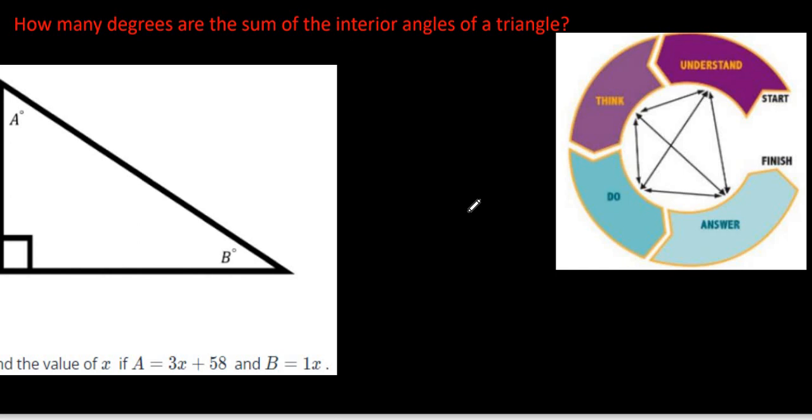So we know that the straight line has 180 degrees, and we also need to know that the sum of the angles inside of a triangle is also 180 degrees. So for this, we're going to need to find it. Sorry, part of this is cut off apparently, but we're going to find the value of x if we've got 3x plus 58.